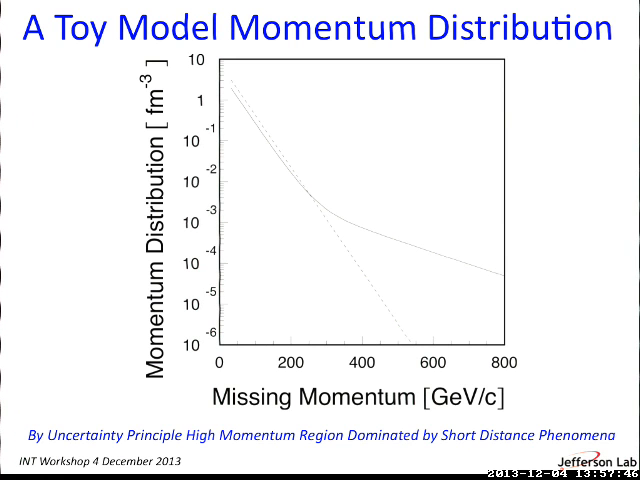It reduces the strength. That's just like taking a toy model of one exponential, normalizing it, take a second model with two exponentials, normalize it in the same way, and you will rob, apparently, the strength at low missing momentum. That's a toy. That's something I can do.